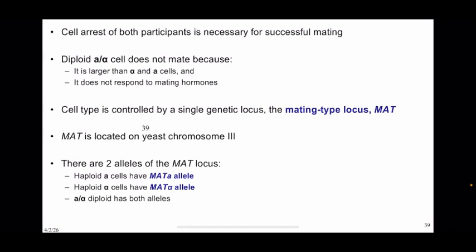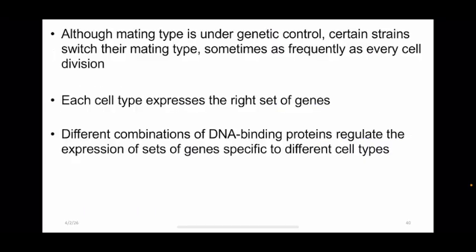The cell type, whether the cell is going to be A or alpha, is controlled by a particular locus in chromosome 3 called the MAT locus, or the mating type locus. There are two alleles at the MAT locus. In A cells you are going to find the MAT A allele, and in alpha cells the MAT alpha allele. Diploid cells have both A and alpha alleles, but they are not expressed, so we will look at that later.